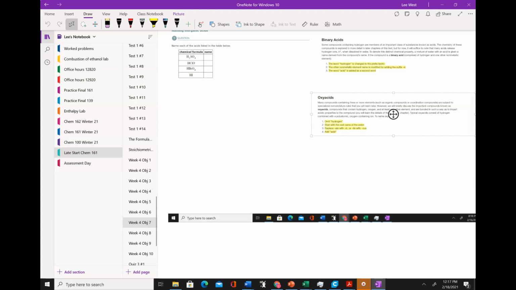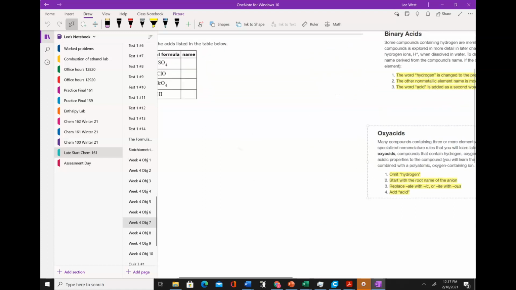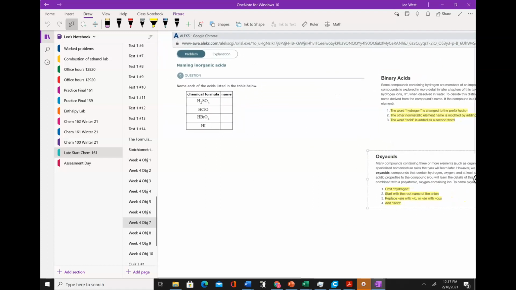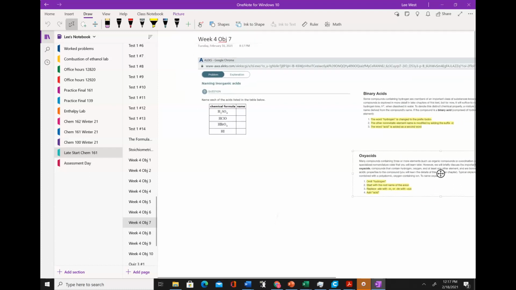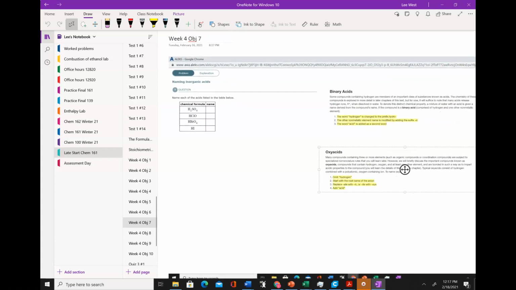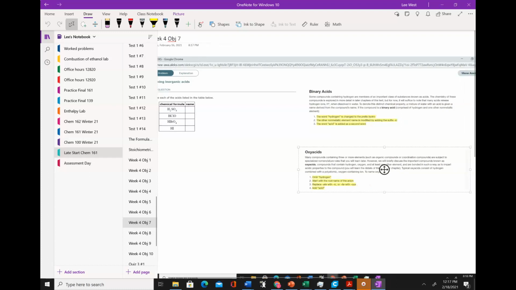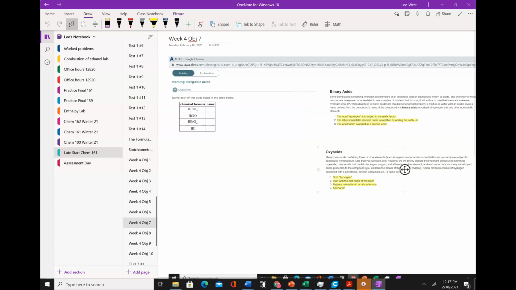All right, let's have a look at this guy. Name each of the acids listed in the table below. Okay, so in your book, you'll learn that there are 2 types of acids. There are binary acids and there are oxyacids, sometimes called oxo acids. So you just got to decide what type of acid you've got. It's pretty easy. Does it have oxygen present? Then you just follow the rules for naming that particular class of acid, and I've copied and pasted those rules here.